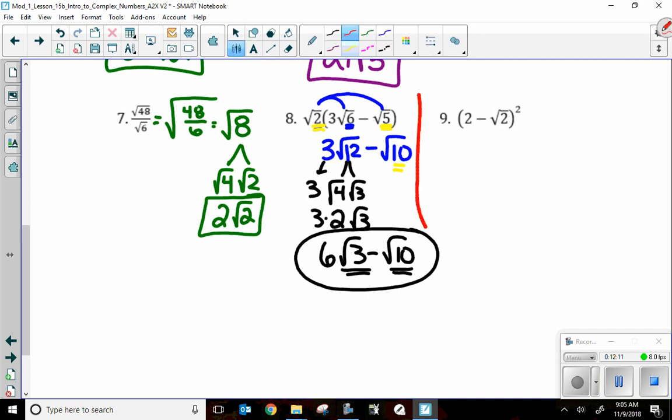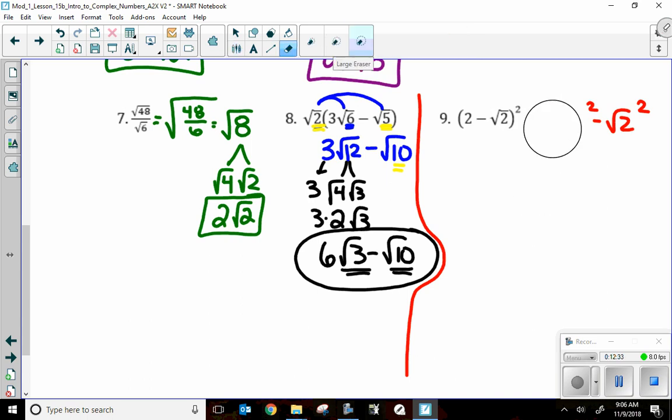Lovely, number 9. We have to square something. Please, for the love of God, I say this every time this comes up: this does not equal 2 squared minus the square root of 2 squared. No. Whenever something is squared, you need to multiply it times itself, not just distribute the 2. Okay?